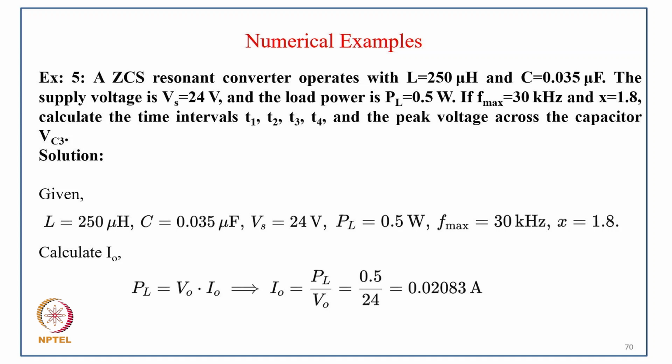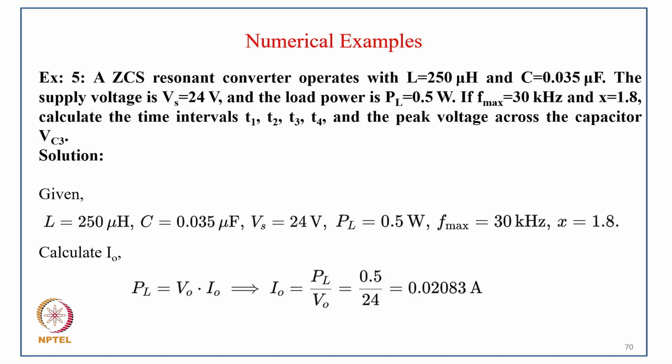Coming to example 5: a zero current switching resonant converter operates with L equal to 50 microhenry and C equal to 0.035 microfarad. The supply voltage Vs equal to 24 volt, the load power is PL equal to 0.5 watt, F max equal to 30 kilohertz and X equal to 1.8. Calculate the time intervals T1, T2, T3, T4 and the peak voltage across the capacitor Vc3. So for solution, given here L equal to 50 microhenry, C equal to 0.035 microfarad, Vs equal to 24 volt, PL equal to 0.5, F max 30 kilohertz, X equal to 1.8.